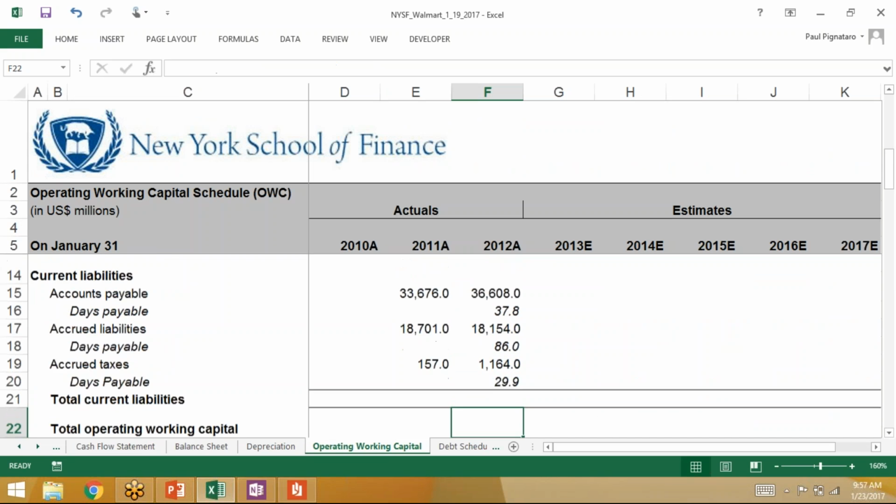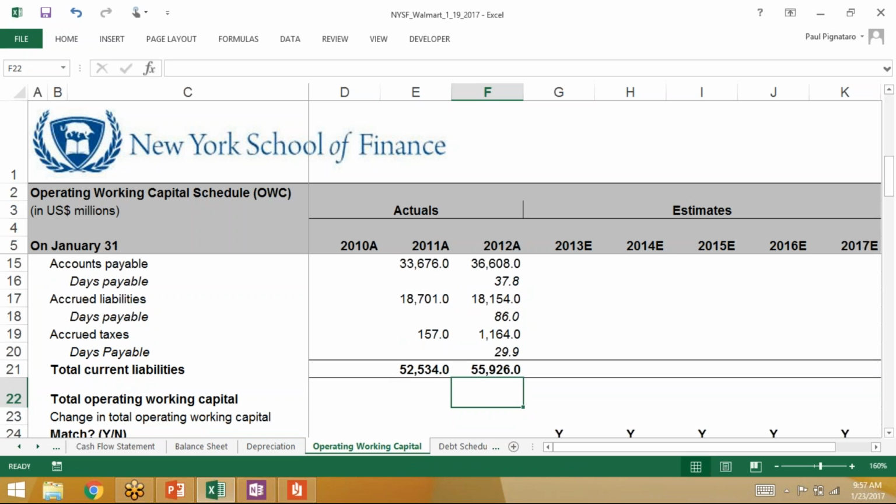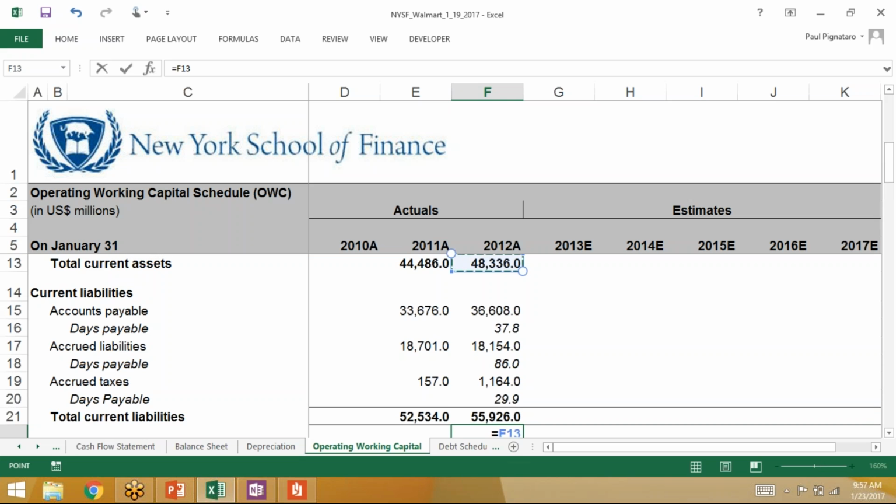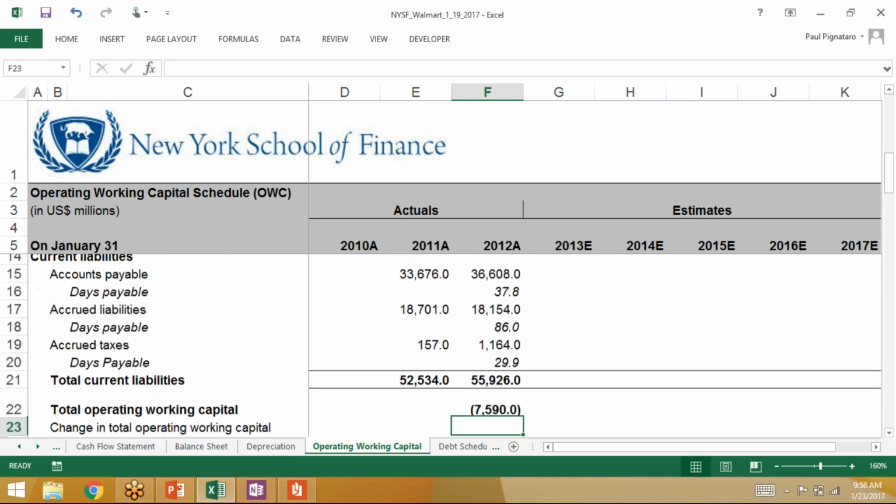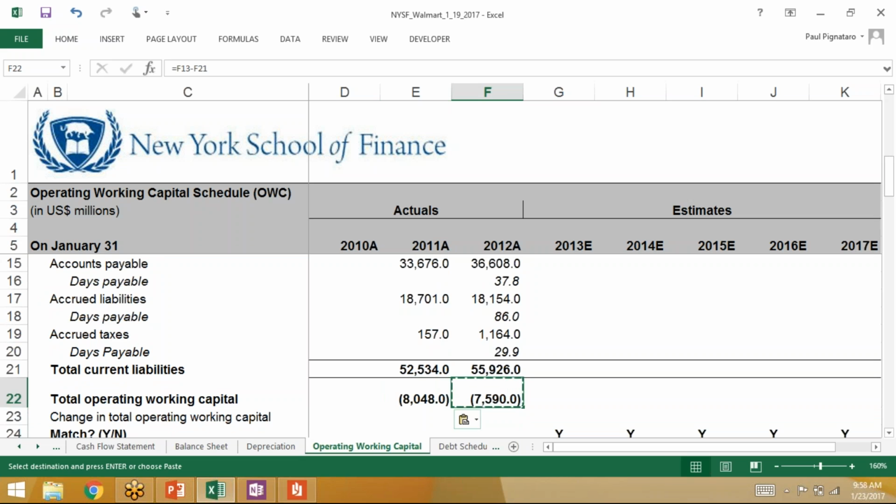Okay. And we'll add up the liabilities. You guys got that? And our total working capital is our assets minus our liabilities. That is the total working capital. Okay, so it's negative, which is kind of saying we have more liabilities than assets. That may or may not be bad. We'll look at it once we analyze the whole thing.